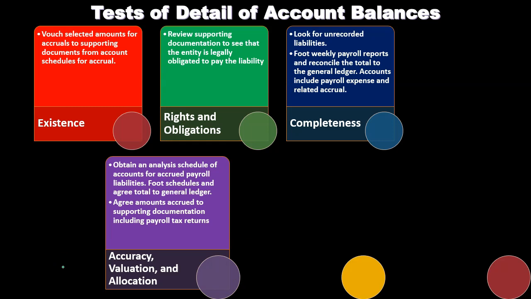Then we have the assertion of accuracy, valuation, and allocation. So accuracy, valuation, allocation. Are these amounts accurate, valued correctly, and allocated correctly? Obtain an analysis schedule of the accounts for accrued payroll liabilities. We're going to foot the schedules and agree totals to the general ledger. Agree amounts accrued to supporting documentation, including payroll tax returns. So obviously, when we consider the accuracy, we can get the supporting documentation. We can basically foot it. We can foot the schedule, add it up. We can recompute the schedule. We can also agree all the information that we have with regards to payroll.